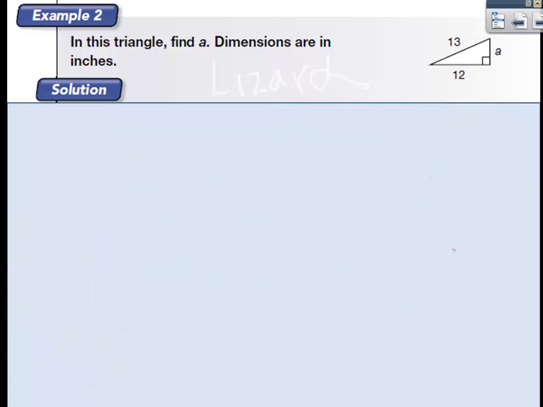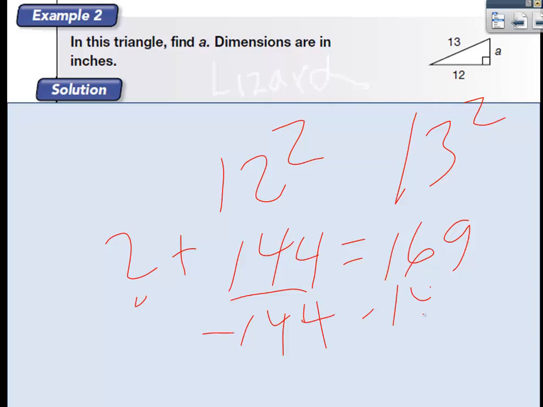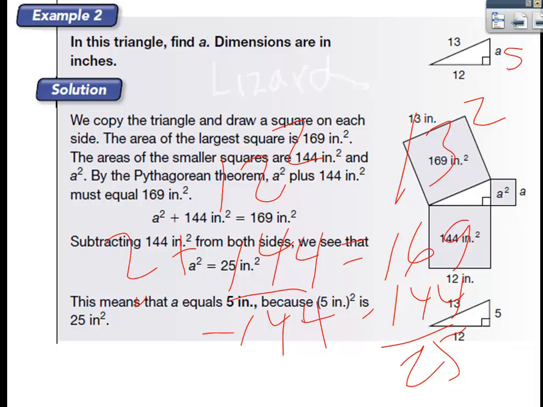All right, so 12 squared is 144. Oh my goodness gracious. And 13 squared is 169. All right, and then we got a question mark. So 169 minus 144, we get 25, and the square root of 25 is 5. So we know that A is 5. Forgive me for my mistake. There's what it would look like.